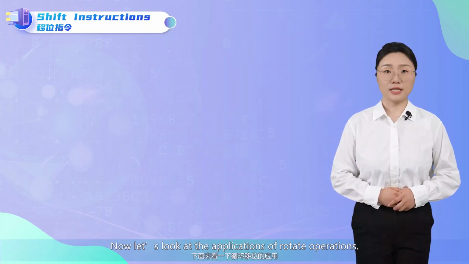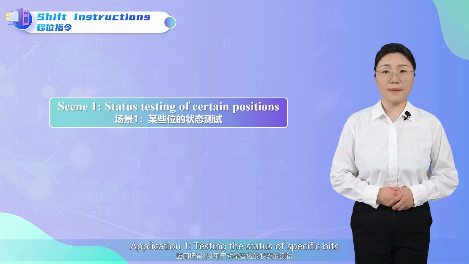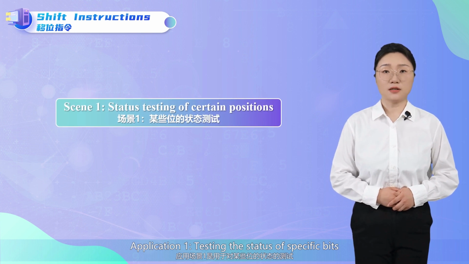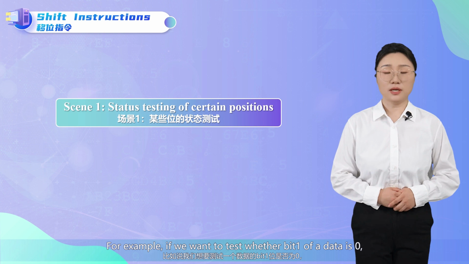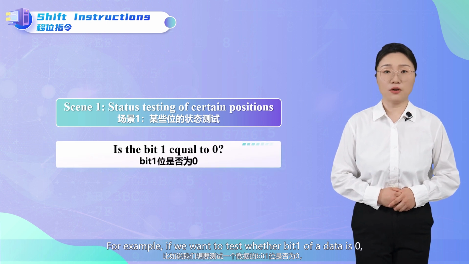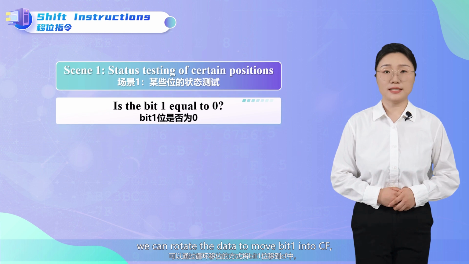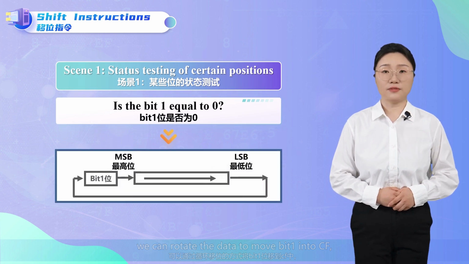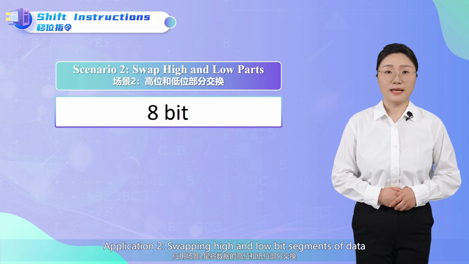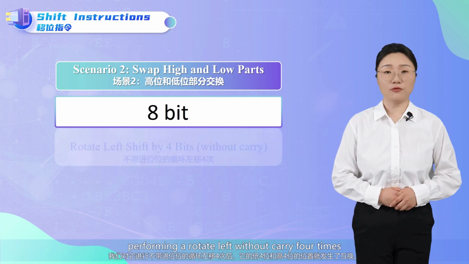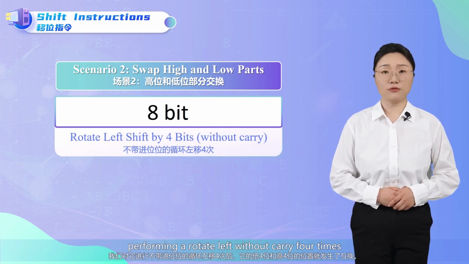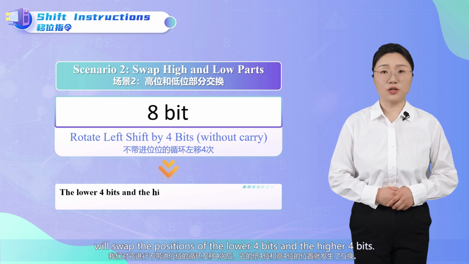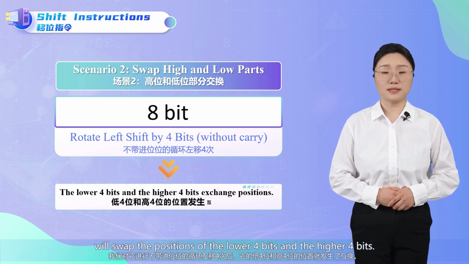Now let's look at applications of rotate operation. Application 1. Testing the status of specific bits. For example, if we want to test whether bit 1 of a data is 0, we can rotate the data to move bit 1 into CF, and then check the state of the CF flag to determine if bit 1 is 0. Application 2. Swapping high and low bit segments of data. For example, for an 8-bit data, performing a rotate left without carry 4 times will swap the positions of the lower 4 bits and the higher 4 bits.